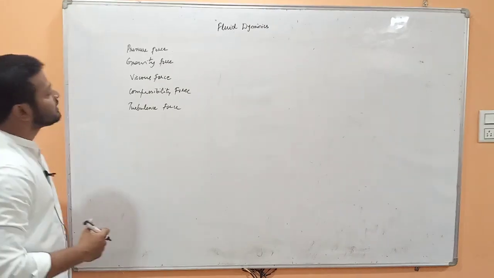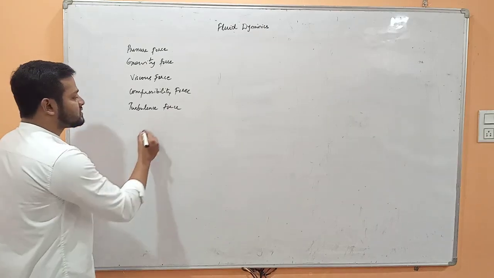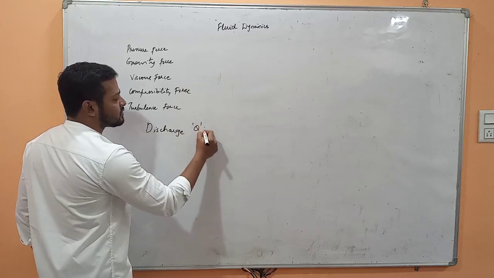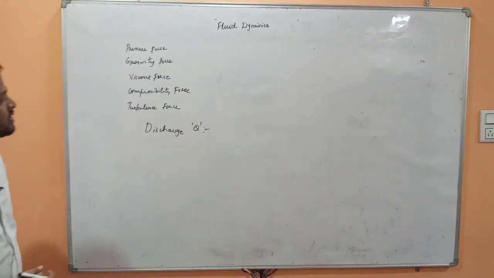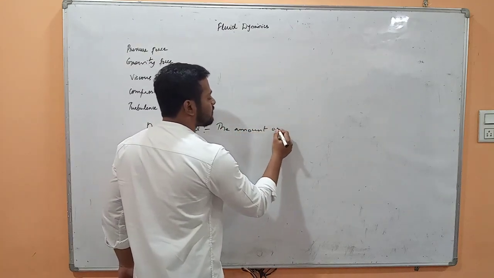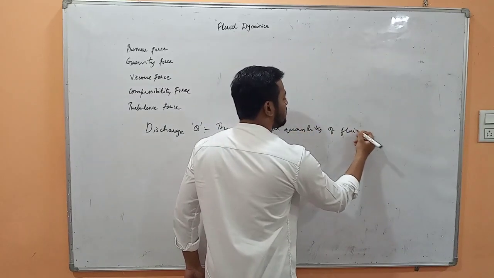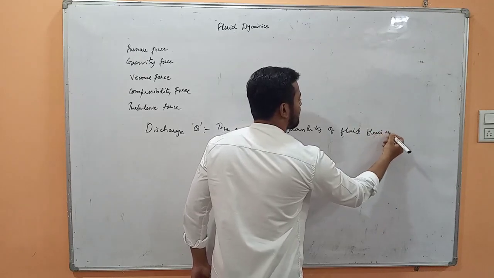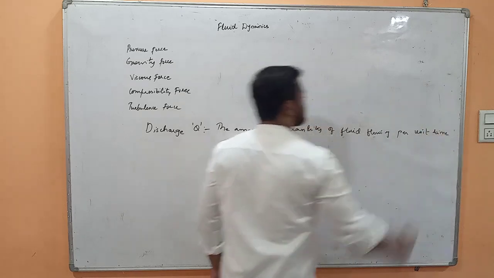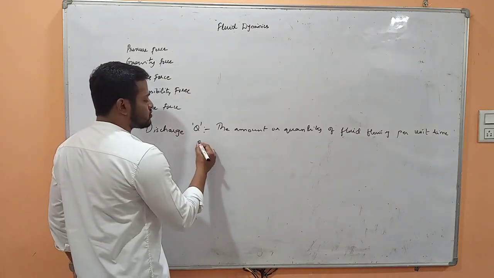The next thing you have to understand, in order to understand fluid dynamics in a better way, is what is discharge, because I will be coming across this term discharge a number of times while I derive the equations. So discharge is the amount or quantity of fluid flowing per unit time. We denote discharge with the letter Q. So Q is called discharge.